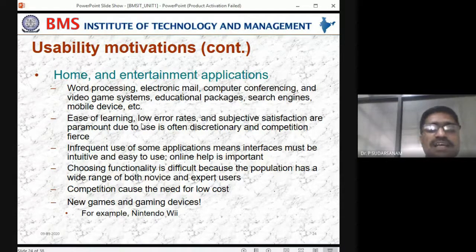Next one is competition cost, the needs of the low cost. Because you are having competition, always you should offer low cost. An example is Nintendo Wi-Fi. You can write some other examples also, Wi-Fi, our net connections, all these things.